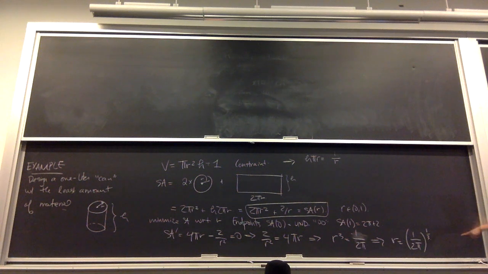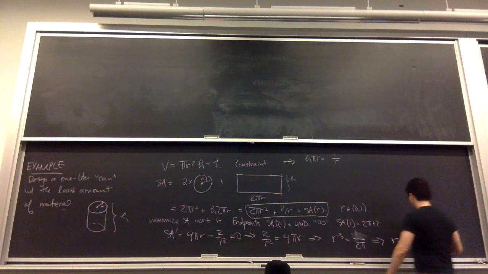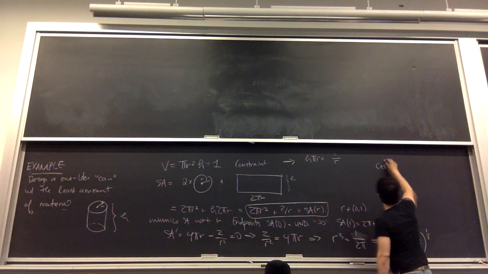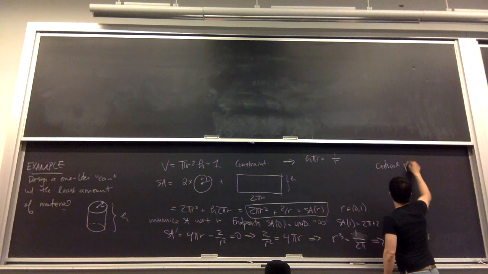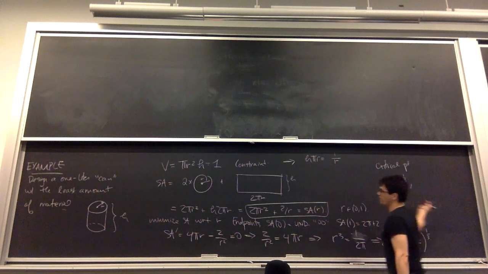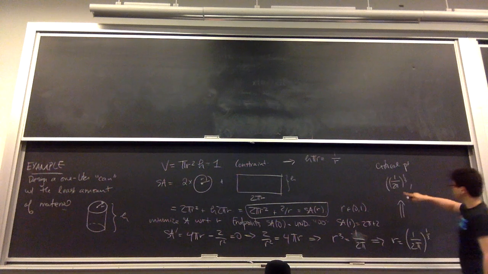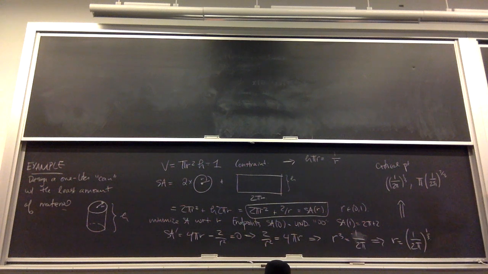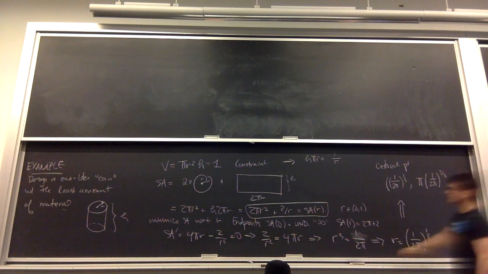Okay, so what happens? So this is critical. So this means we have a critical point at the cube root of 1 over 2 pi. And then I put that in the volume equation, which gives me pi times that squared. So pi times 1 over 2 pi to the 2/3 times, I'll use the wrong equation.